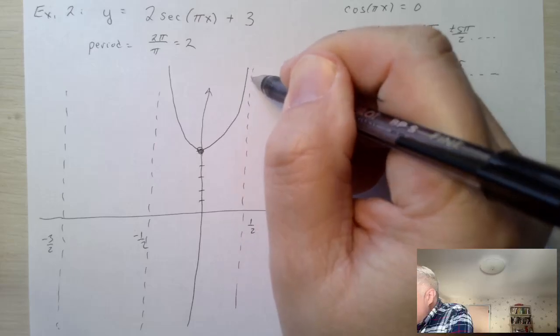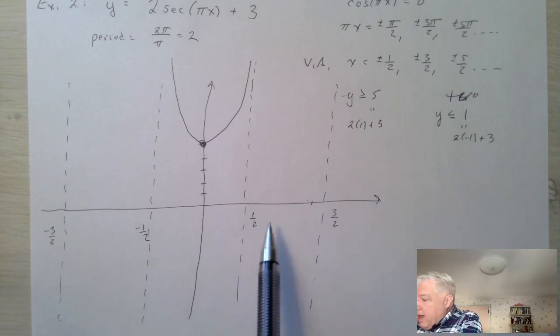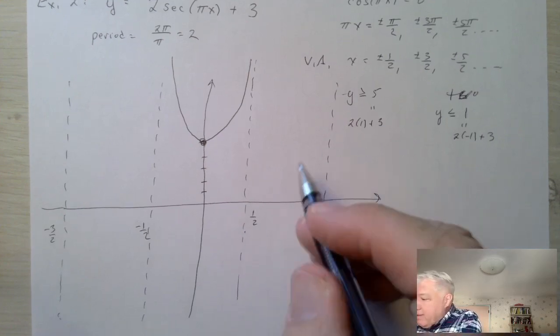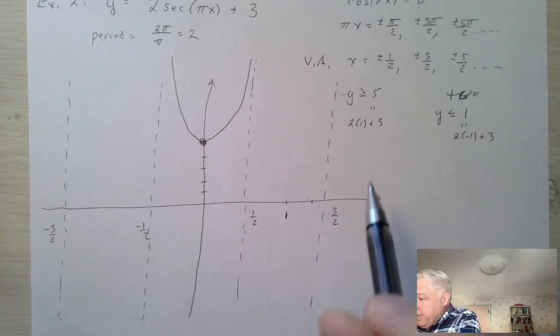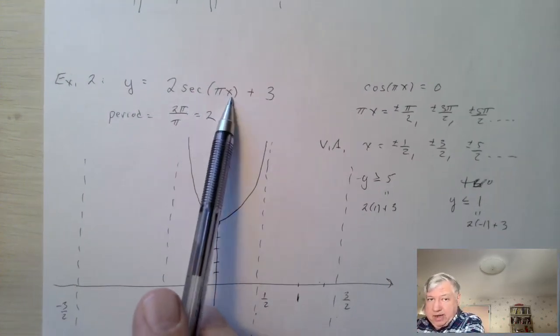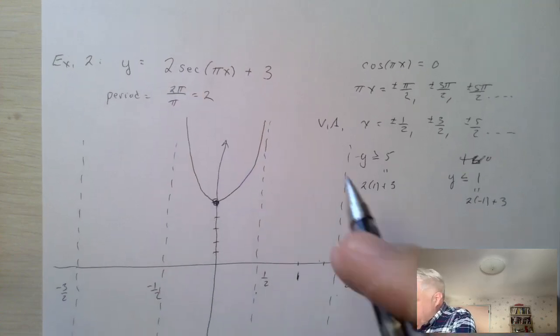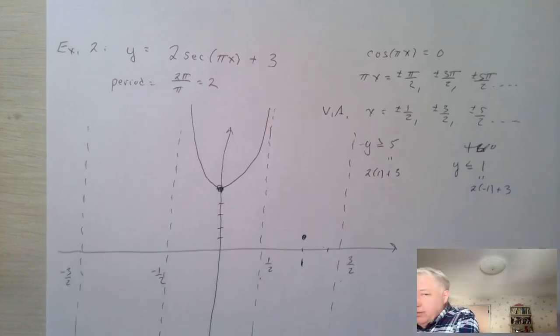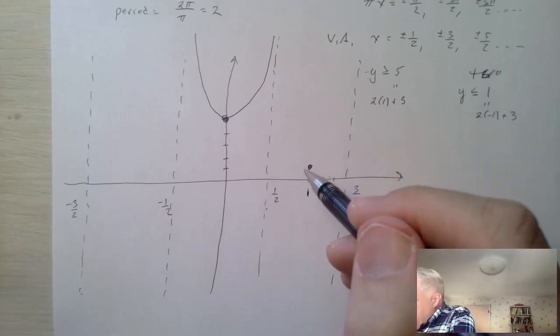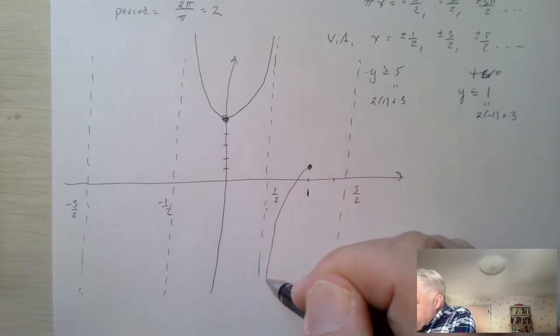Play around with a few more points, you'll see what that is. And then over here, let's say halfway between 1/2 and 3/2 is 1. The secant of pi times 1 is the secant of pi, which is -1. -1 times 2 plus 3, that's 1. So that's the y coordinate here. And then everything is going to be less than 1. So the graph looks like this.